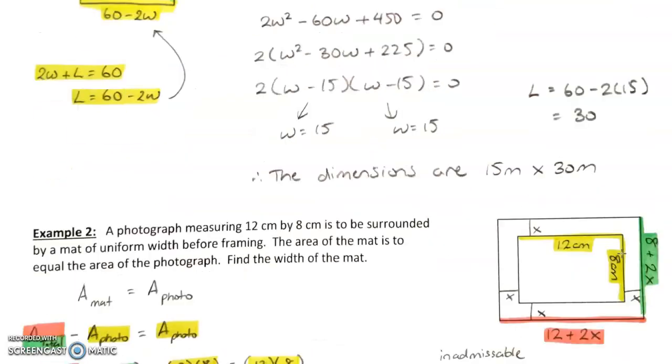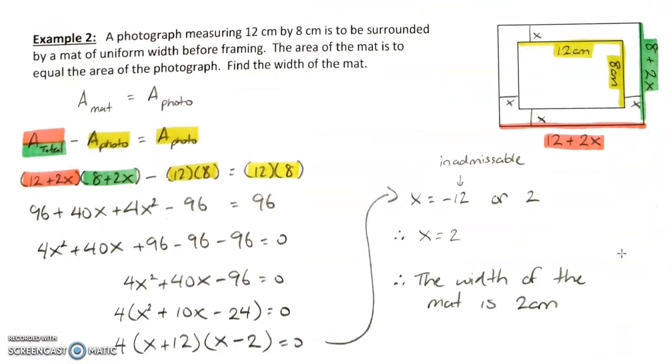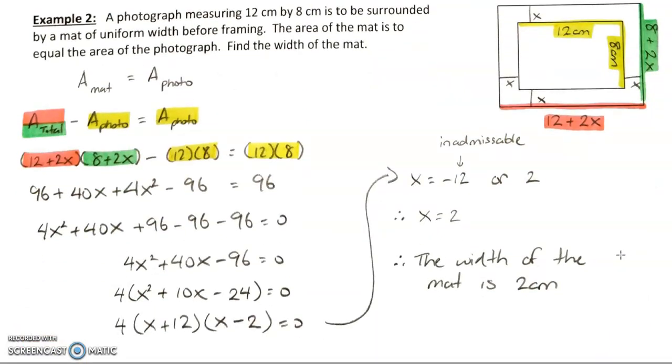Now going into a slightly more complicated question, Example number 2. A photograph measuring 12 centimeters by 8 centimeters is to be surrounded by a mat of uniform width before framing. What this means is, think of this smaller rectangle as the picture. It is 12 centimeters by 8 centimeters.